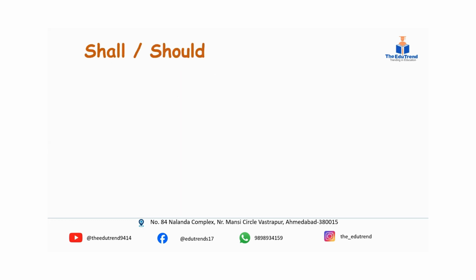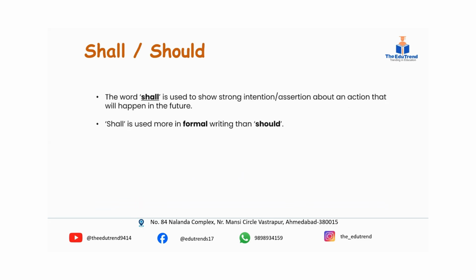Okay, moving on to shall and should. The word shall is used to show strong intention, assertion about action that will happen in the future. जब आपका इंटेंशन एकदम क्लियर है, ये होना ही है फ्यूचर में. So this is talking about future tense. Okay, shall. जब आपका इंटेंशन एकदम पक्का हो, मैं ये करूंगा ही फ्यूचर में या करूंगी ही फ्यूचर में.